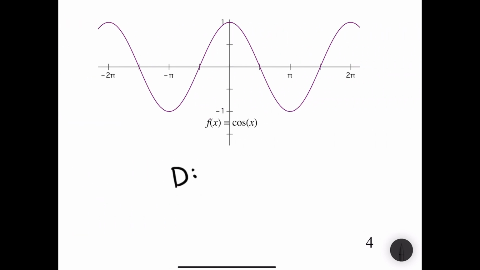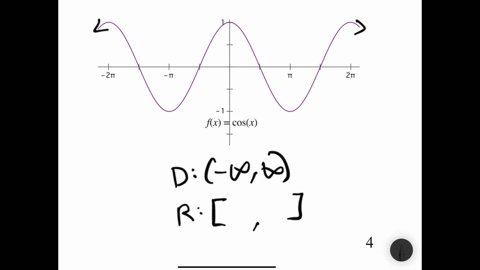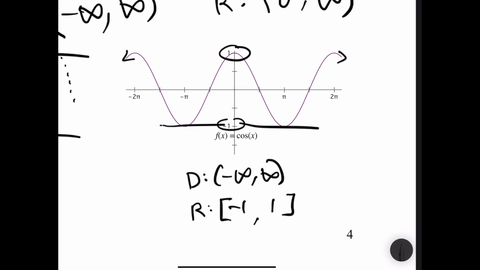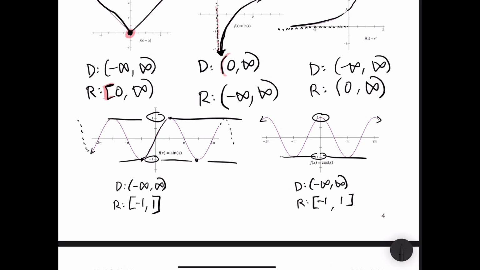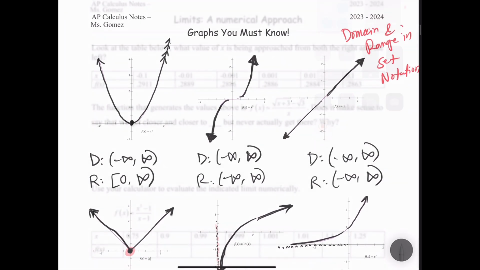Very similar for cosine. I'm going to keep growing to the left and to the right. And my function stays within the y values of -1 and 1. So again, just a really quick review on domain and range.